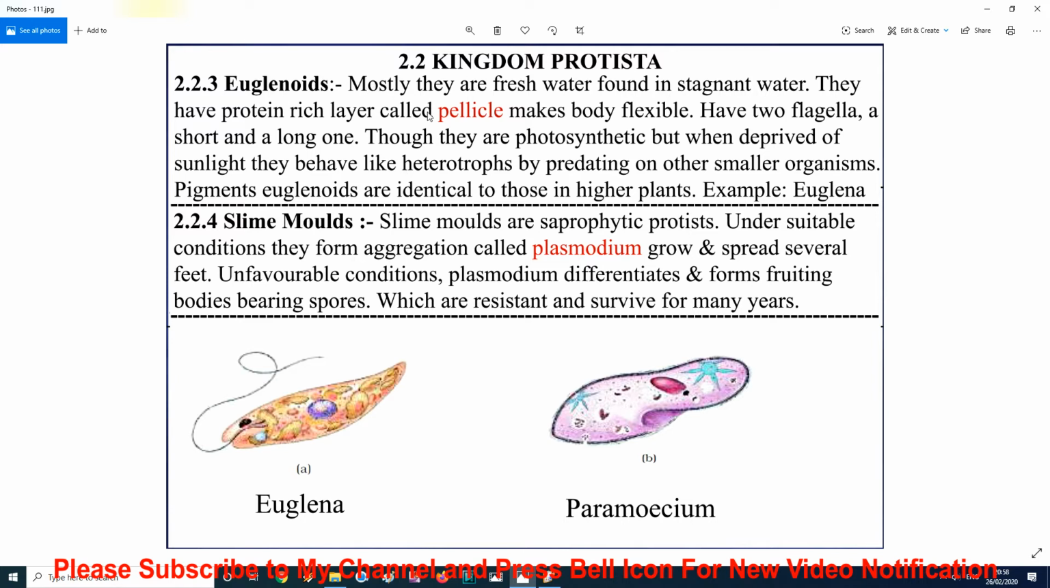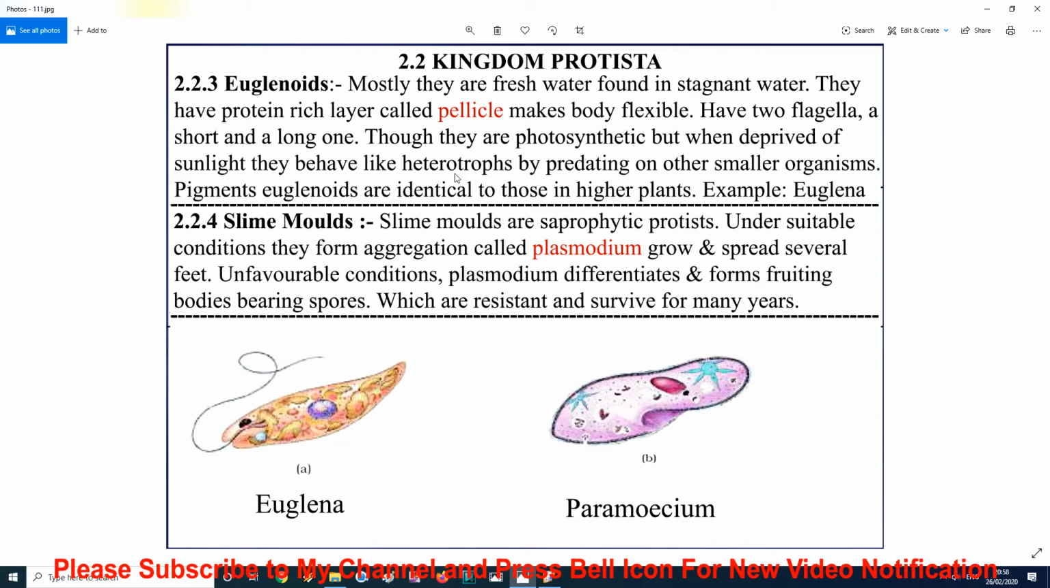Euglenoids have a cell wall, and their outer covering is made by a protein layer called the pellicle, which makes it very soft and flexible. There are two flagella, one short and one long, but both are responsible for movement. Though they are photosynthetic, even when deprived of sunlight they behave like heterotrophs by predating on smaller organisms.